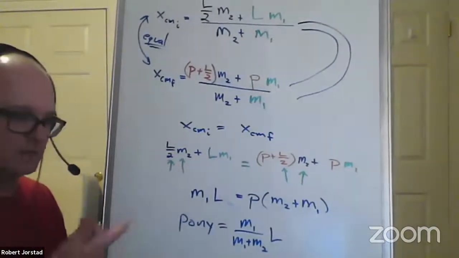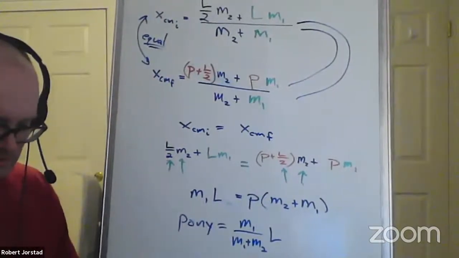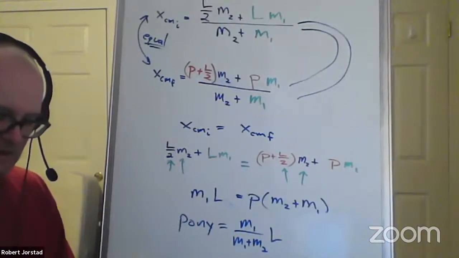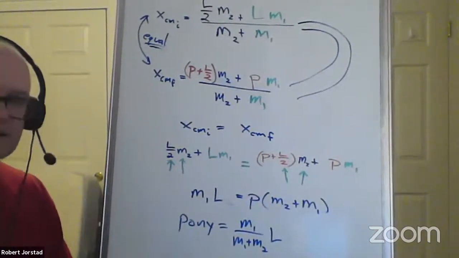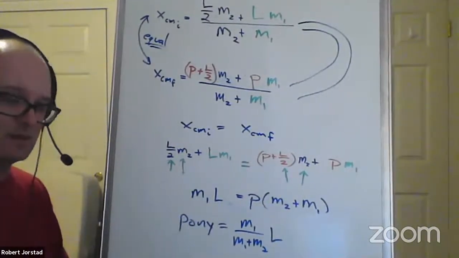Notice the units work out. P was a distance. It was the distance from the dock. What do you think about all that? It's a different way to use center of mass, and we could use it to describe how objects move.